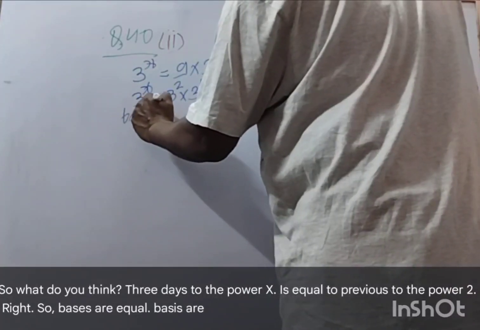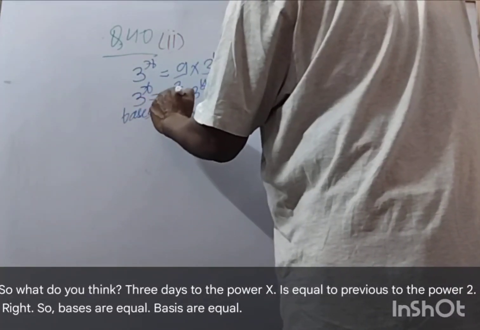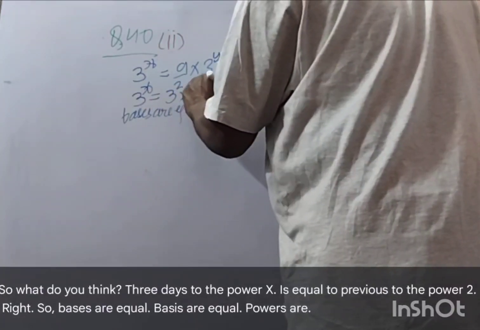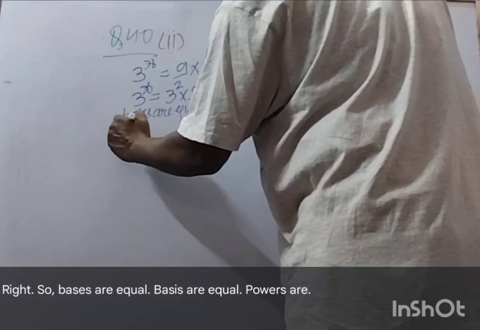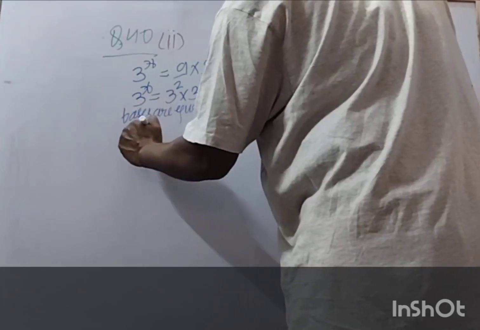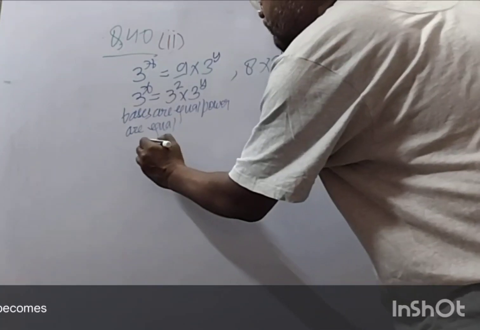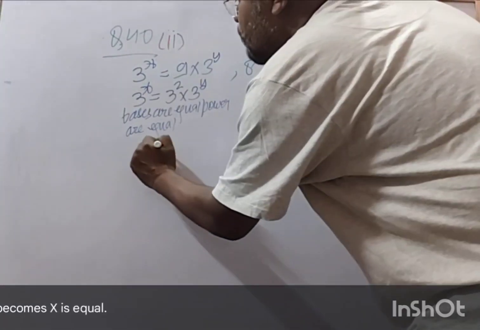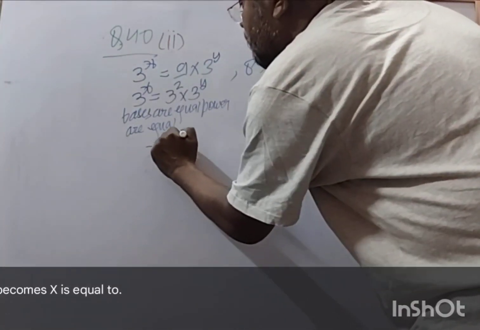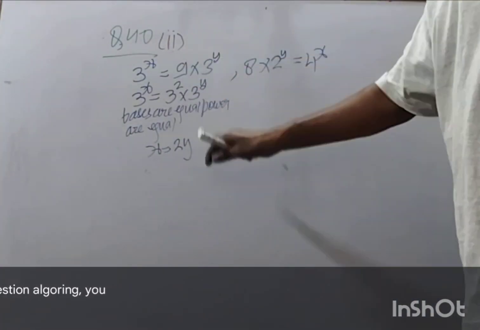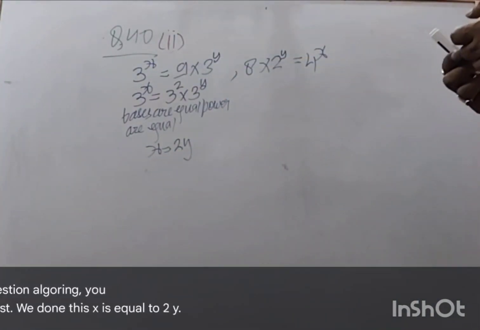Bases are equal. Powers are equal. So it becomes x is equal to 2y. We have done this: x is equal to 2y.